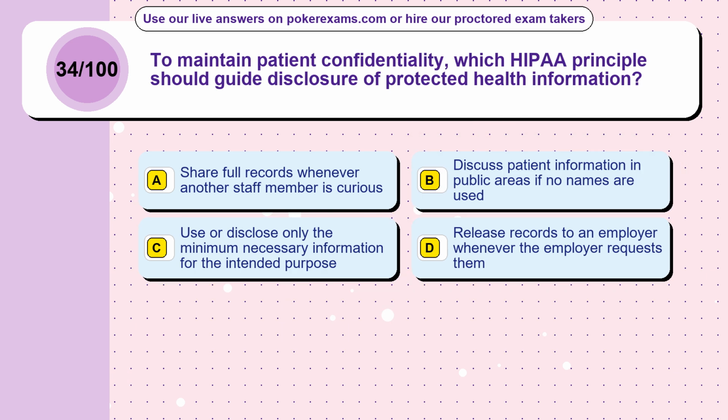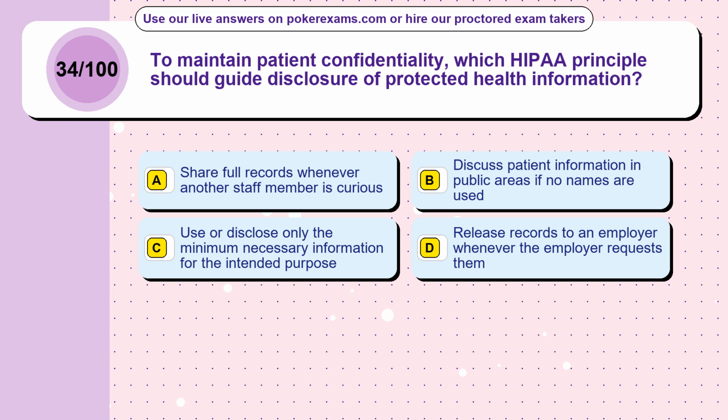Question 34. To maintain patient confidentiality, which HIPAA principle should guide disclosure of protected health information? Option A. Share full records whenever another staff member is curious. Option B. Discuss patient information in public areas if no names are used. Option C.